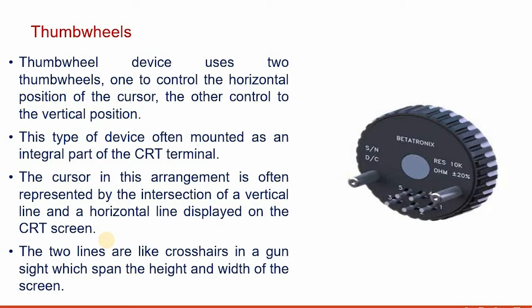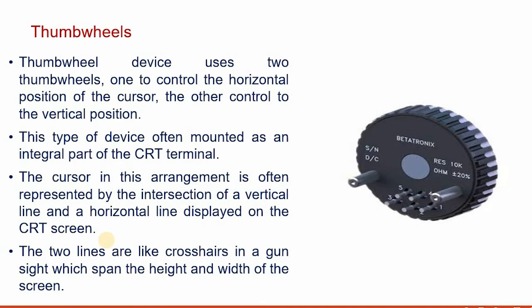The cursor arrangement is often represented by the intersection of a vertical line and a horizontal line, displayed on the CRT screen. These two lines are like crosshairs in a gun sight, which span the height and width of the screen.